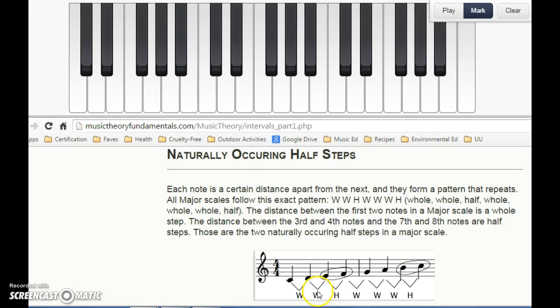Alright, moving from the third note of the scale to the fourth note of a scale, we actually just get a half step. So this is E and this is F. I'll show you up here. This is E, this is F. There's no key in between them here, so it's just a half step. Those two little dots is just a half step.